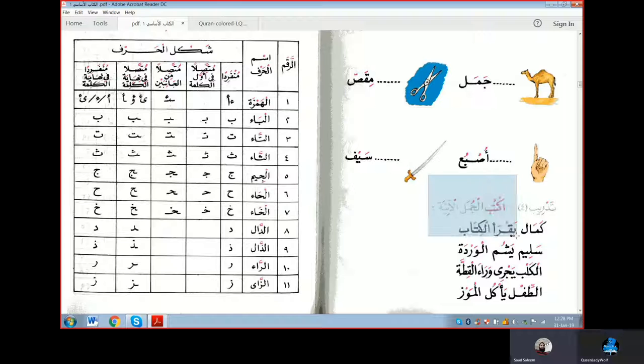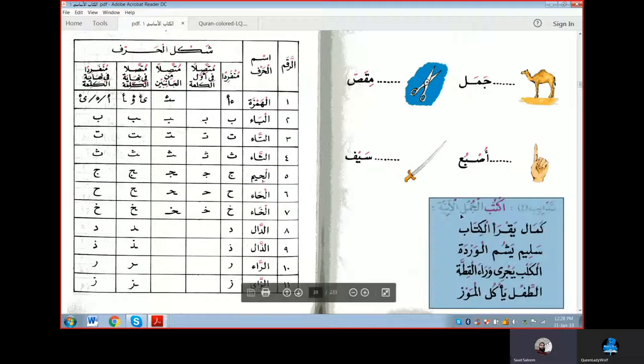Okay, then we have the fourth exercise. Uktubul jumal al-atiya, write the following sentences. He's asking you to write all these sentences and also write the translation of these sentences. First write these sentences in Arabic, then write their translation in English, okay? Now read this sentence.